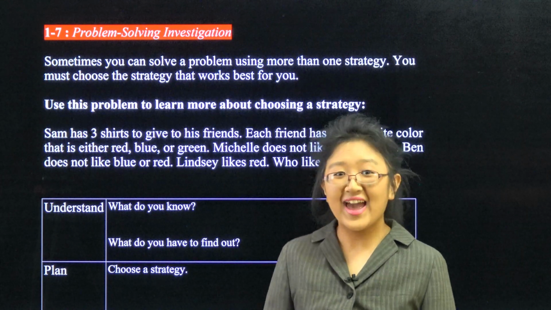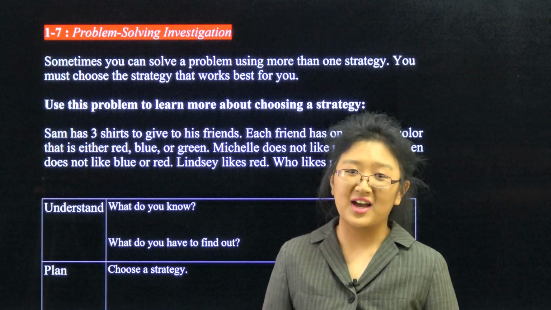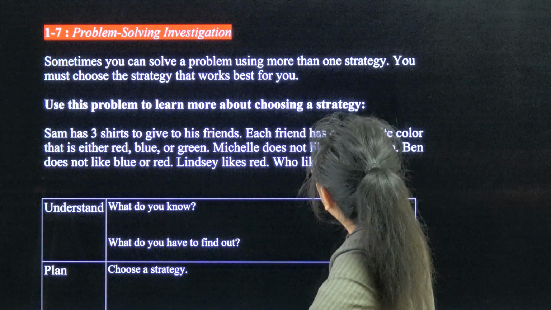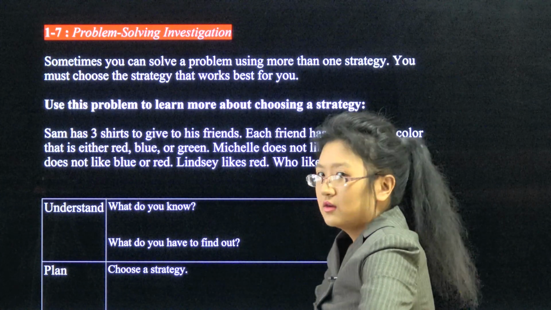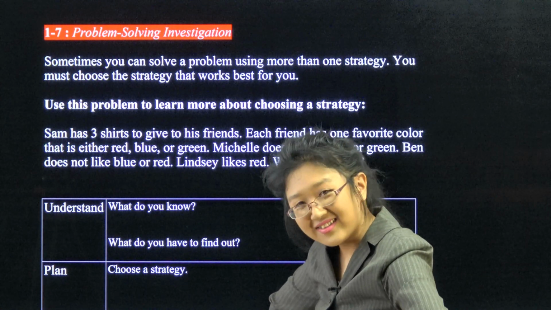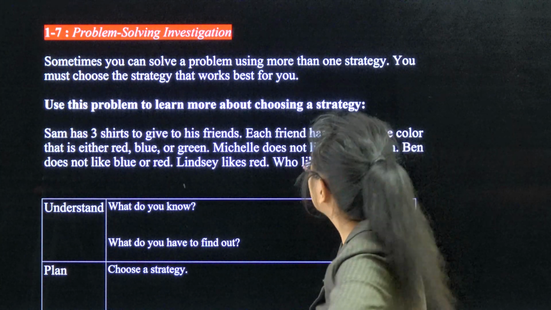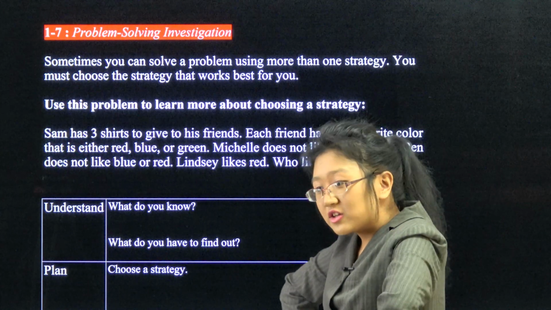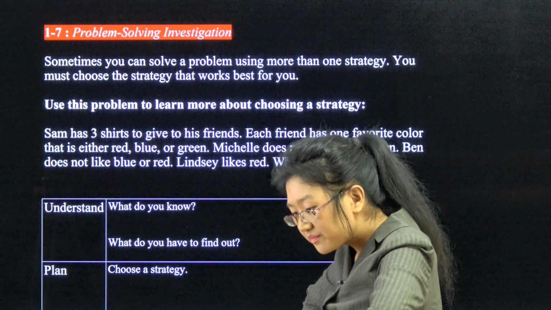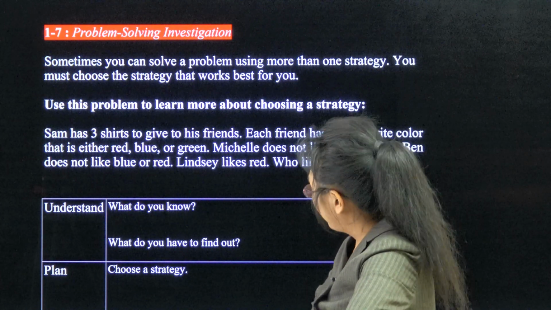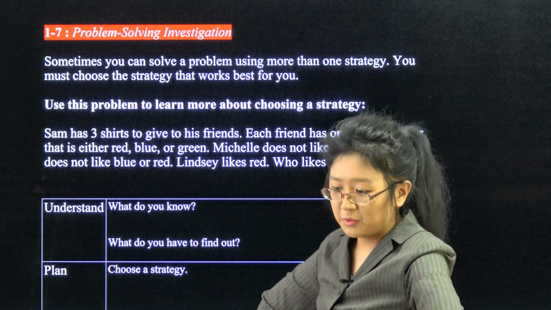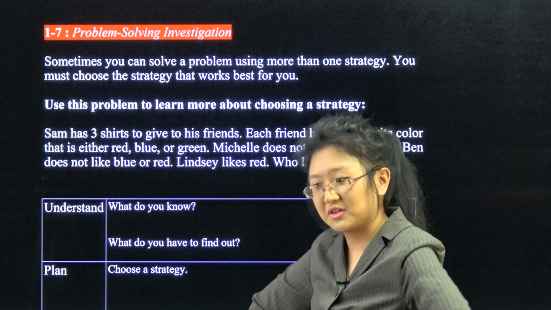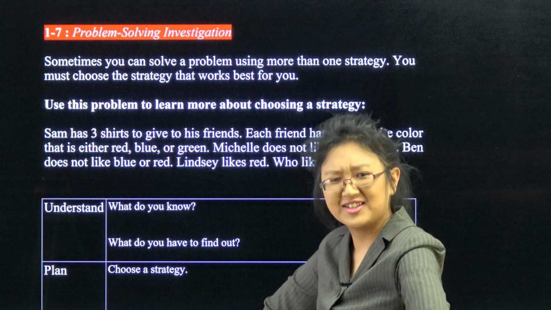Problem solving. Again! You're probably going to get 2 of these every chapter, guys. Get used to it. Sometimes you can solve a problem using more than one strategy. Wow! Amazing, right? It's not that amazing. You must choose a strategy that works best for you. I mean, I know some people that like to draw things out and, well, it helps them. But by choosing the best strategy, sometimes it's choosing the more simple, sometimes it's choosing the less space consuming, sometimes it's choosing the less time consuming, and sometimes it's choosing one that you actually understand.